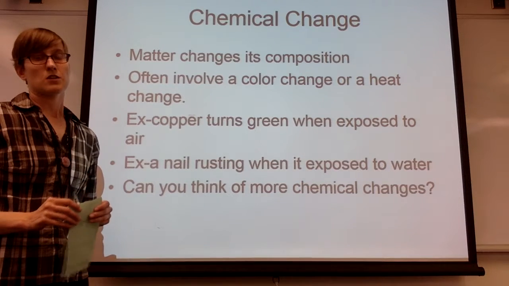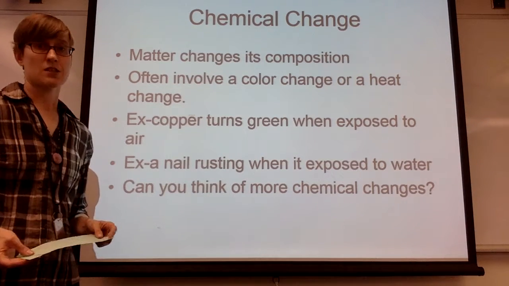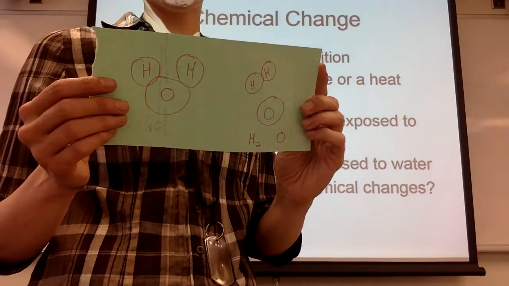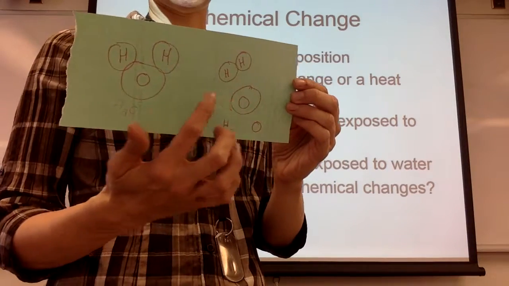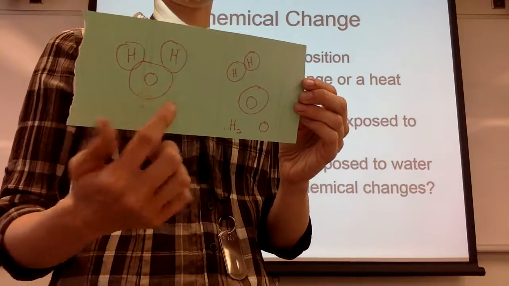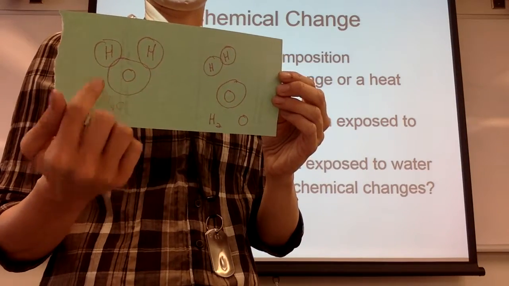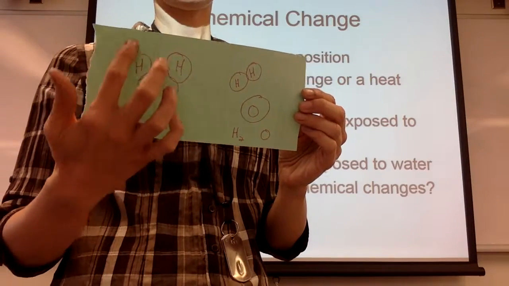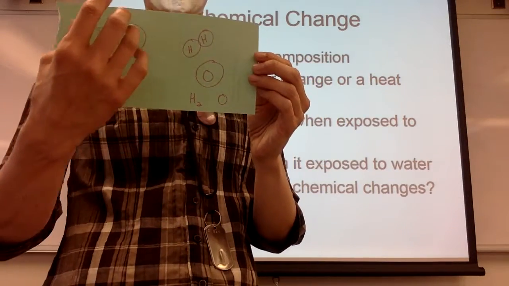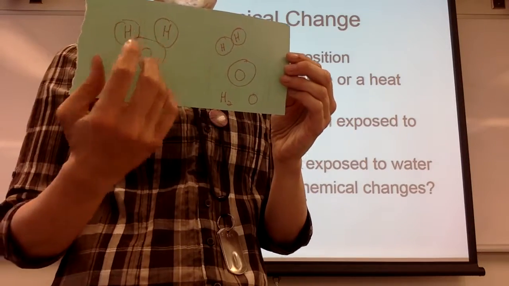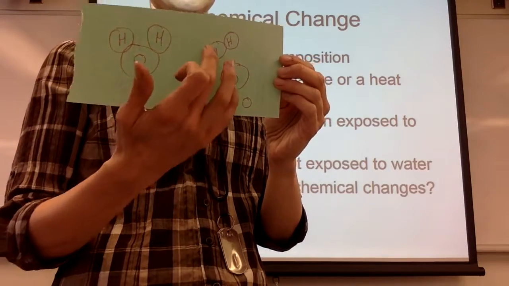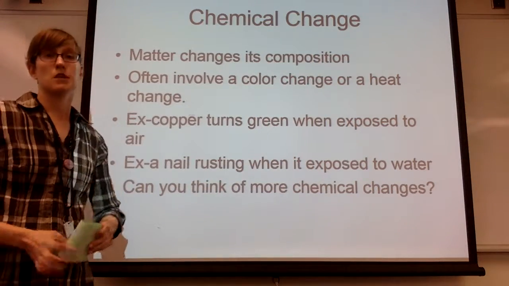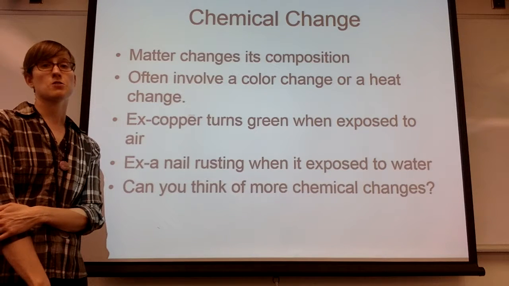The next is a chemical change. When a chemical change occurs, matter changes its composition. When I was telling you about the water and the hydrogen and oxygen here, remember that if it stays in this form of water, if it keeps looking like this, it's a physical change. But if the arrangement of the atoms, of the elements, changes into a different form, then you have a chemical change taking place. Chemical changes often include color changes or heat changes.